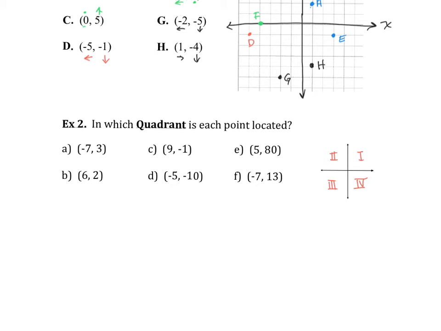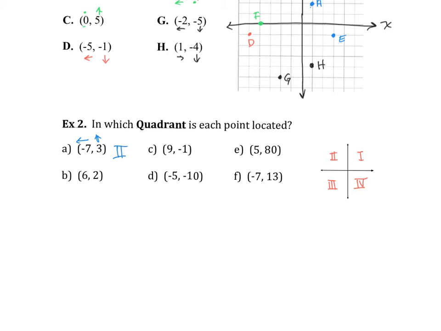Okay, so for A, I'm going to go left 7 and up 3. If I start at the origin, I go left 7, and then I go up 3. If I look and see what quadrant I ended up in, I ended up in quadrant 2. So all I have to do is write quadrant 2. Don't got to show work. I just have to think about it.